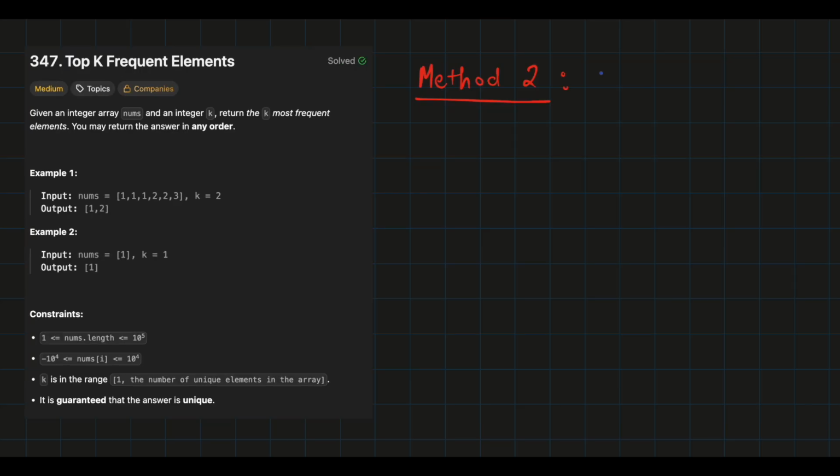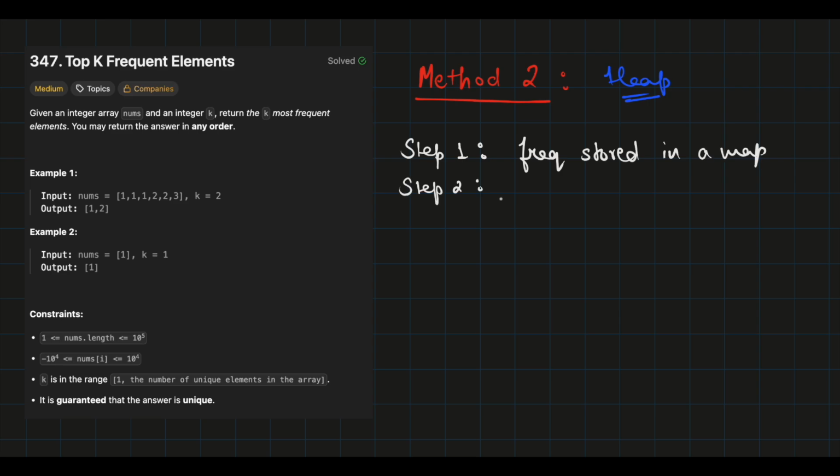So the more optimal way to approach this question is to use a data structure called a heap. So in this solution as well, the first step will be to count the frequency of every element and store it in a map. Now the second step here is, rather than using a vector of int comma int, we will use a data structure called a heap. So there are two types of heap, a min heap and a max heap.